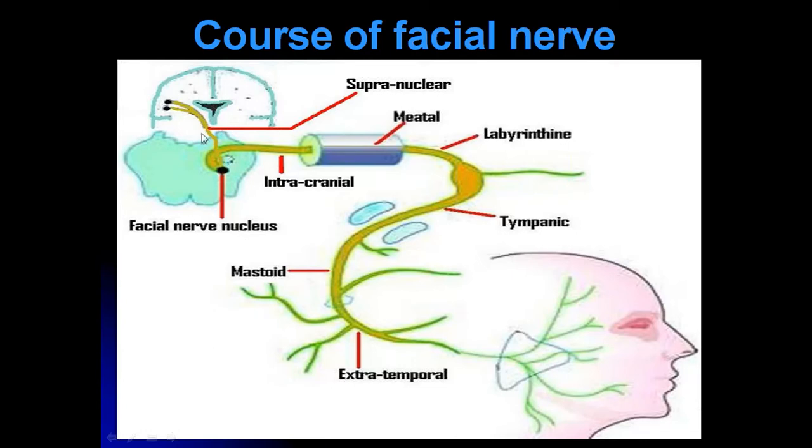The upper part of the facial nerve nucleus is supplied by dual innervation, that is, on both sides. So if one side is damaged in the cortex, the other side will be supporting. Therefore, in upper motor neuron lesions, the opposite side lower half of the face is paralyzed because they are crossed. You should remember like that.